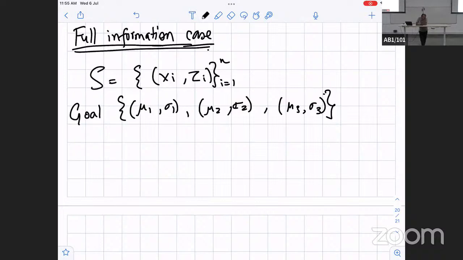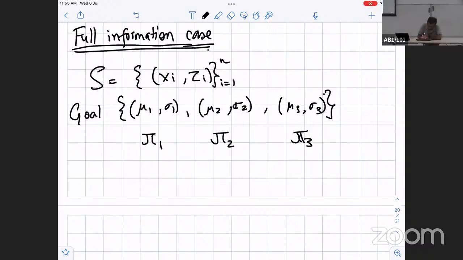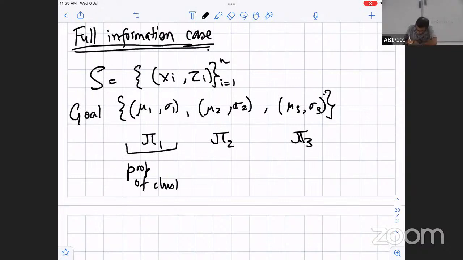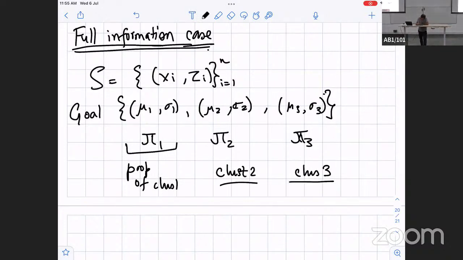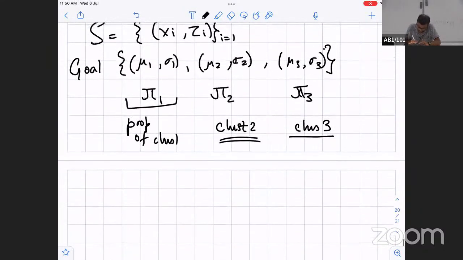And of course this is pi 1, pi 2, pi 3. This represents the probability that a particular point is in one cluster. This is the proportion in cluster 1, proportion in cluster 2, and proportion in cluster 3. Do you all understand what the pi i's, mu i's and sigma i's are? Are all these parameters clear to you? So I want to estimate pi 1, pi 2, pi 3, right?